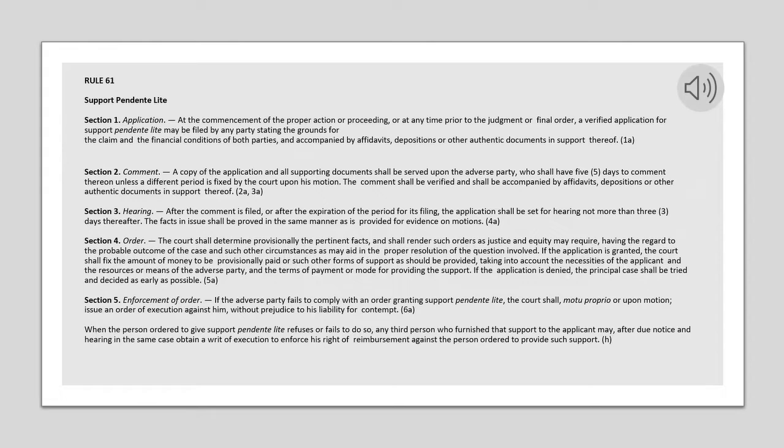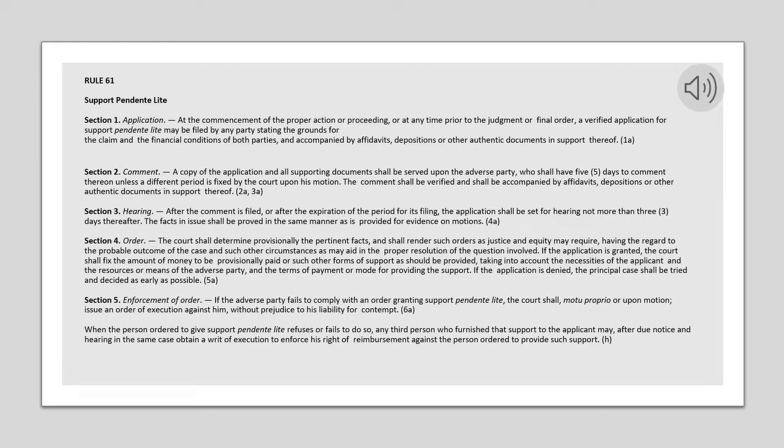6a. When the person ordered to give support pendente lite refuses or fails to do so, any third person who furnished that support to the applicant may, after due notice and hearing in the same case, obtain a writ of execution to enforce his right of reimbursement against the person ordered to provide such support.